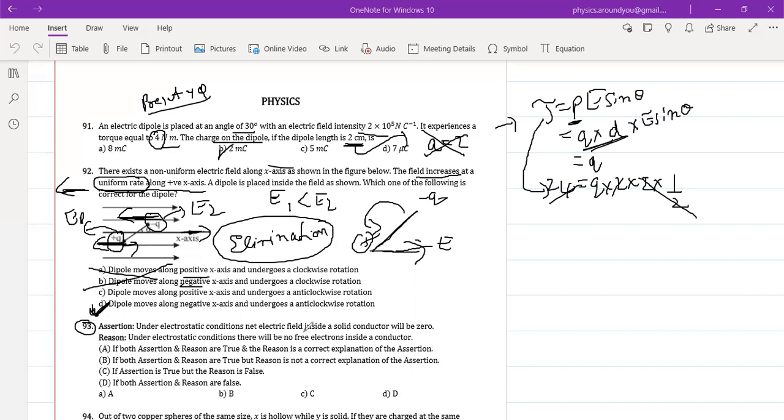93. I would say it is a very easy question. See, the net electric field inside a solid conductor is always zero under electrostatic conditions, direct NCERT lines, a property of a conductor. Under electrostatic conditions, there will be no free electrons inside a conductor. This is absolute nonsense. Why?